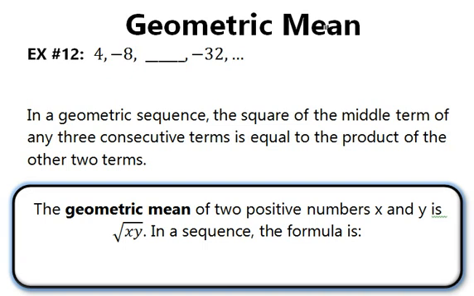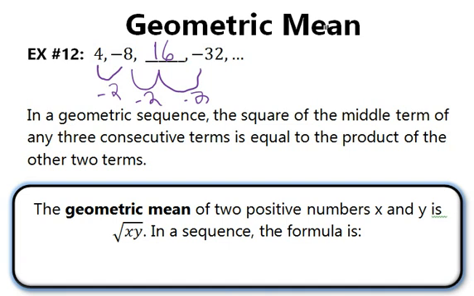Okay, now I'm going to introduce you to the geometric mean. When we take a look at the sequence for -8, then a missing number, and then -32, we can look at the pattern. 4 times -2 is -8, and we can see this pattern where we're most likely going to have a common ratio of -2. And that's nice to see. We could plug in -2, multiply that through, and we would have our missing value of 16.